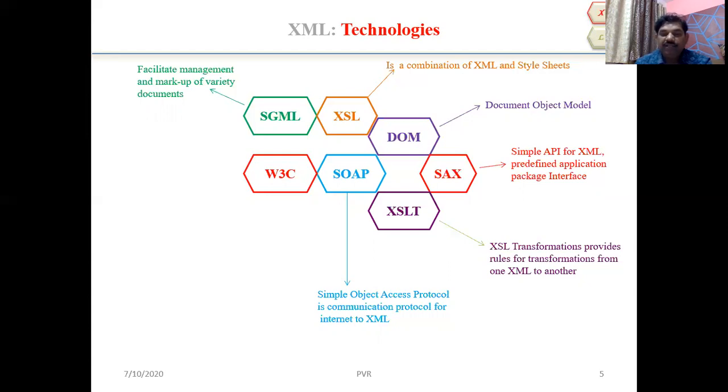And what is XSLT? X means Extensible Style Sheet Language Transformations. T means Transformations. It provides the rules for transformation from one XML to another XML. And SOAP means Simple Object Access Protocol, a communication protocol for the internet to XML.